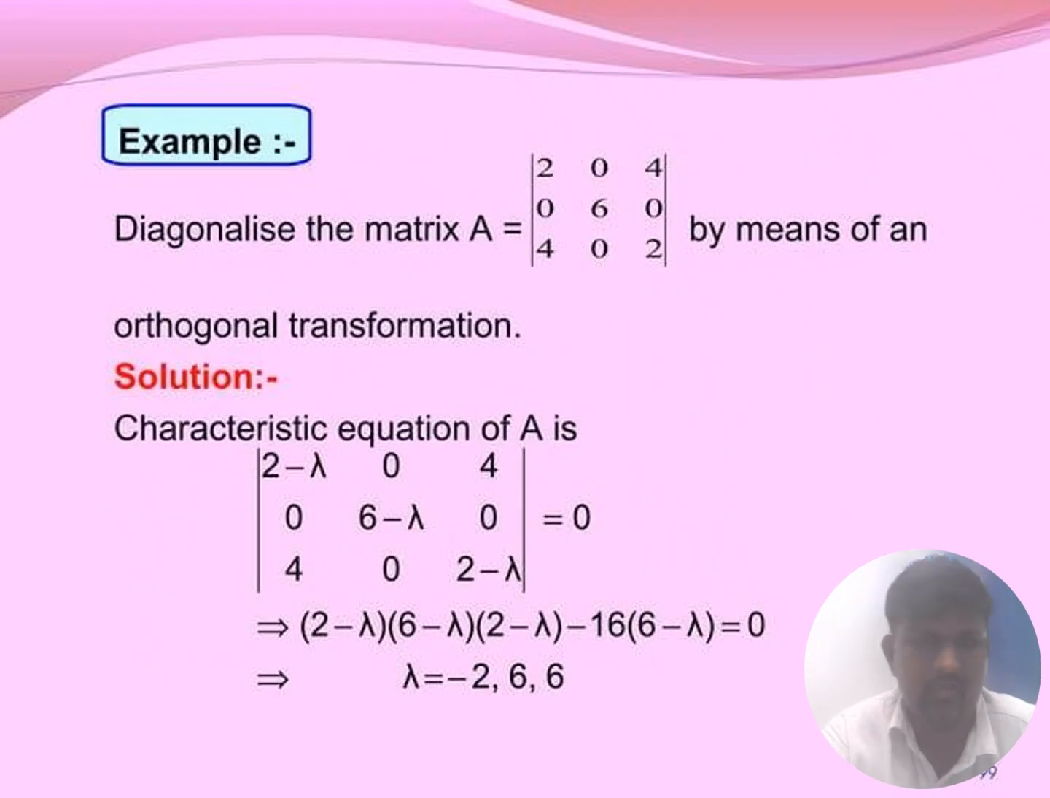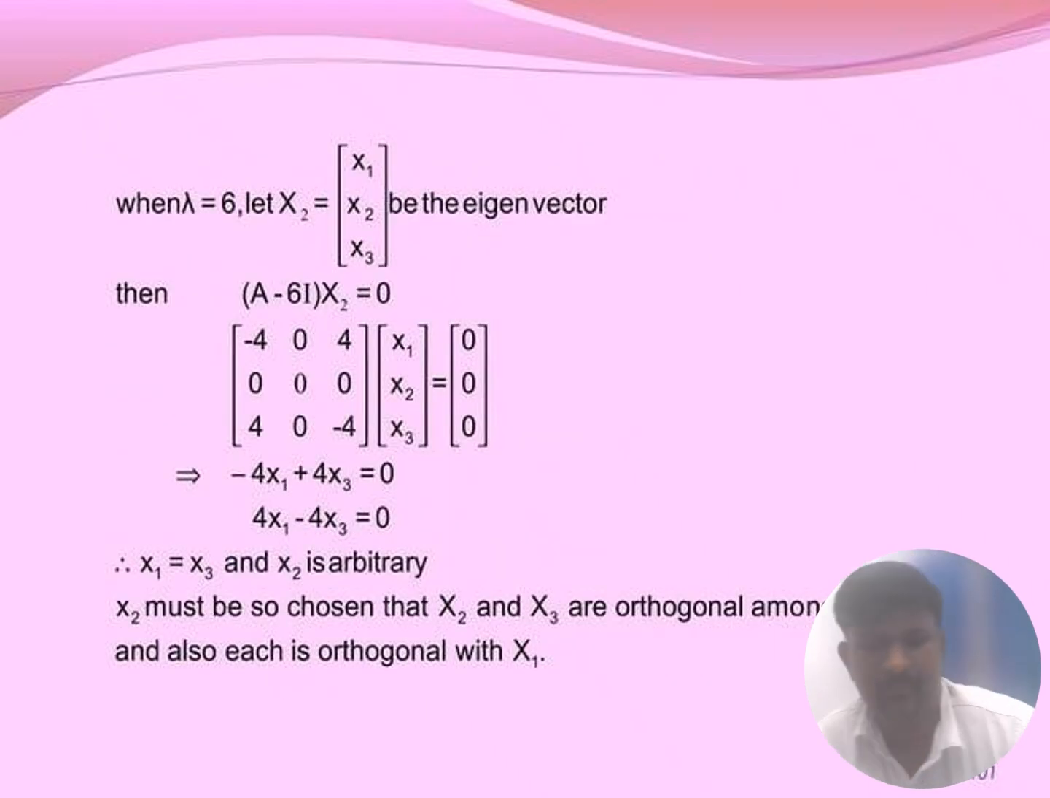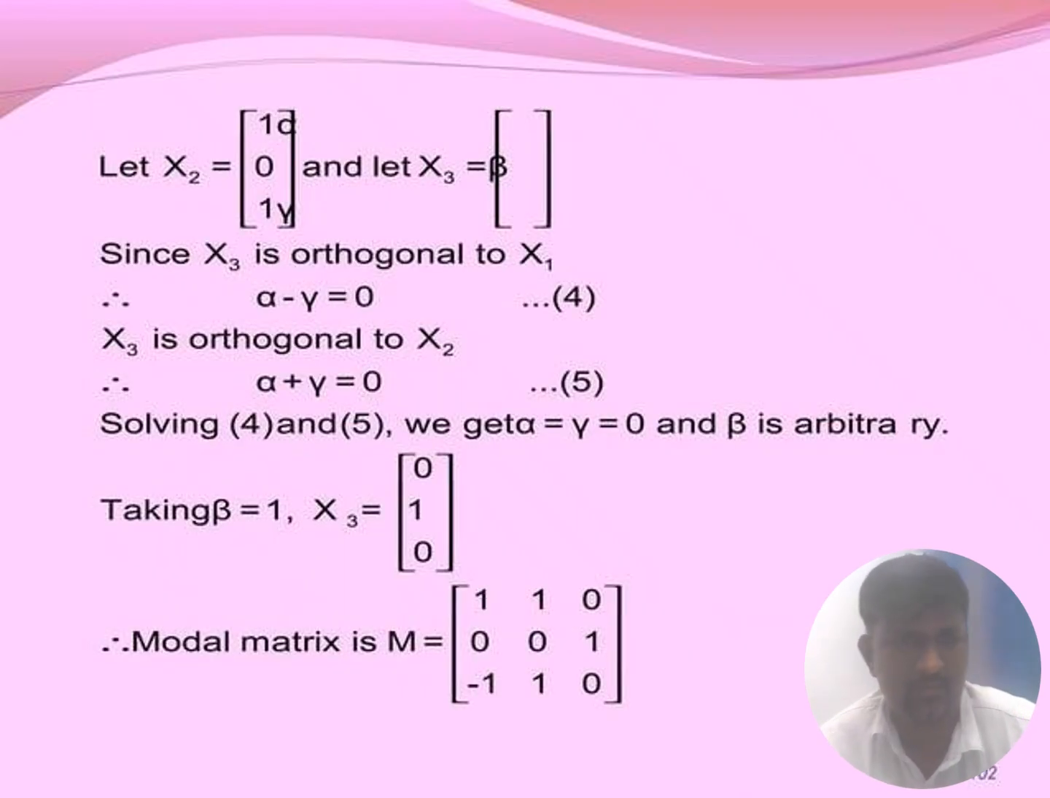Okay, we can see one diagonalization problem. Diagonalize the matrix capital A is equal to 2 0 4, 0 6 0, 4 0 2 by means of an orthogonal transformation. The first step, we are going to find the characteristic equation of the capital A and also find the eigenvalues. From solving the characteristic equation, we got the eigenvalues minus 2, 6, 6. Using the eigenvector method, we are going to find the first eigenvector, the second eigenvector and the third eigenvector.